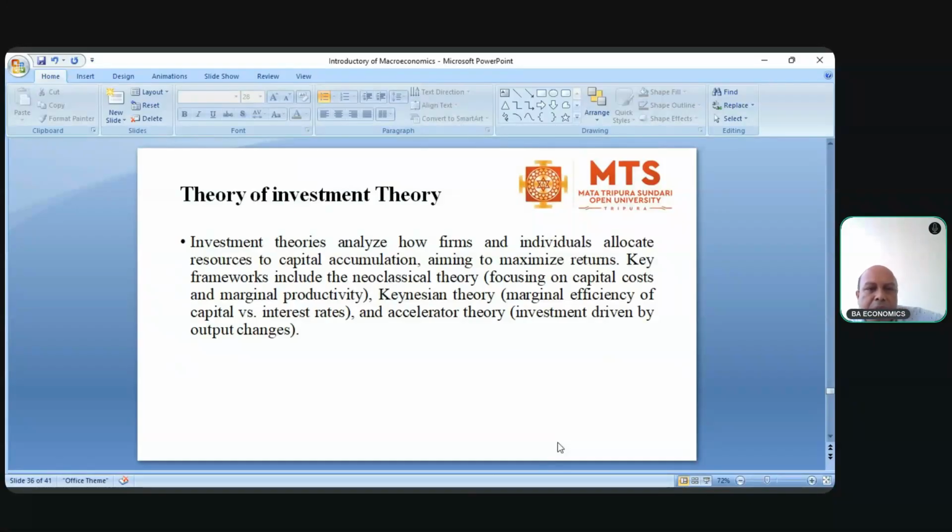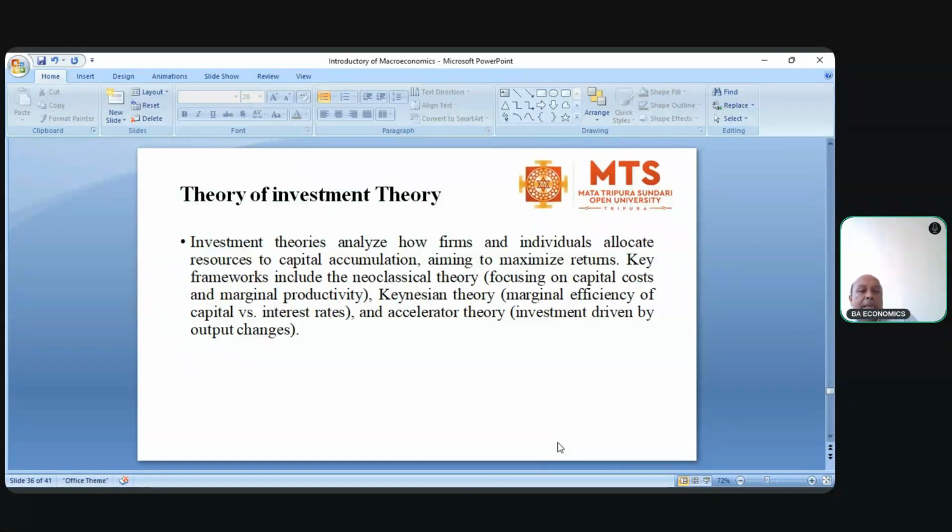So what is it? Theories of investment analyze how farms and industries, or individuals, allocate resources to capital accumulation, aiming to maximize the return. Investment theory basically discusses how either a farm or a household uses resources for earning profit and increasing revenue. In this case, they identify various theories such as neoclassical theory, Keynesian theory, and accelerator theory. Neoclassical theory basically says that investment depends on marginal productivity and capital.